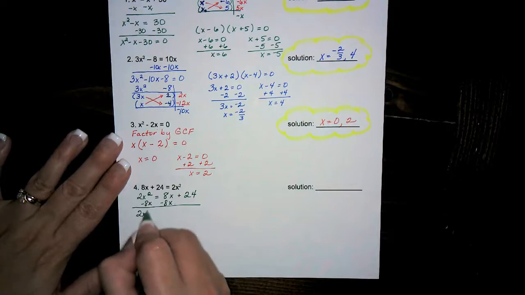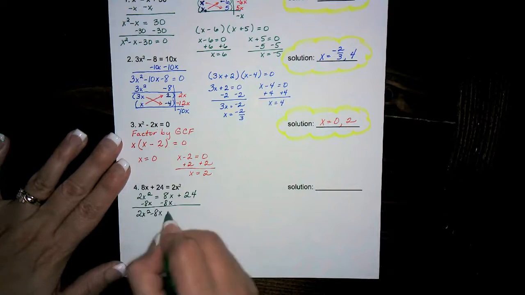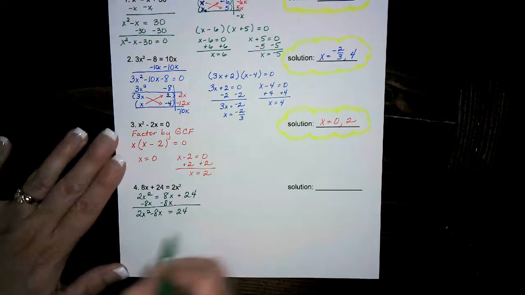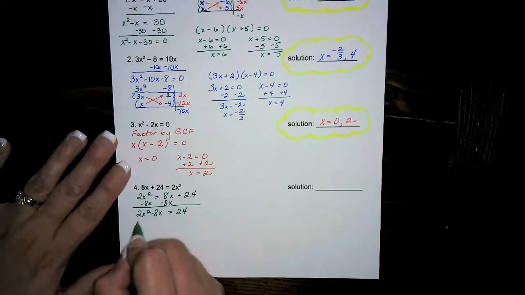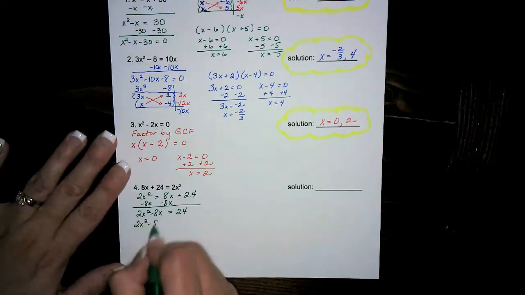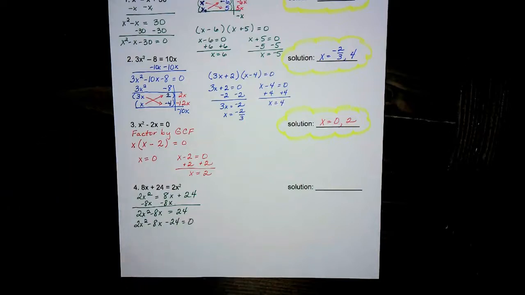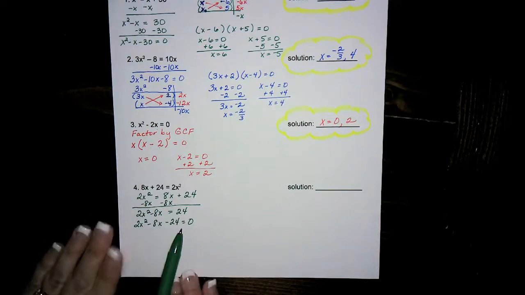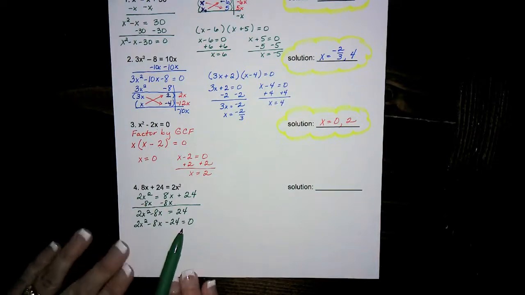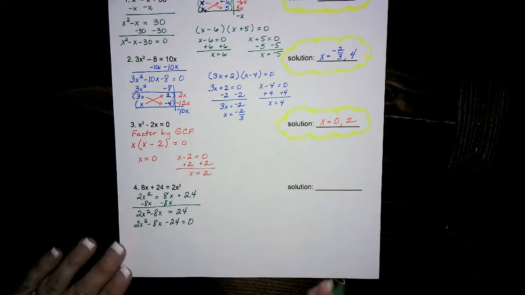That gives me 2x squared minus 8x equals 24. Then let's move that 24 over. That'll be 2x squared minus 8x minus 24 equals 0. And friends, I noticed that all of these are divisible by 2. Okay, so let's make our problem really simple here by dividing every single term by 2.